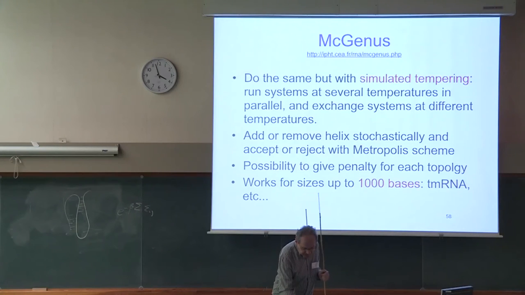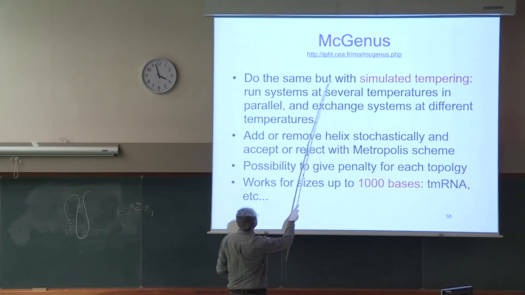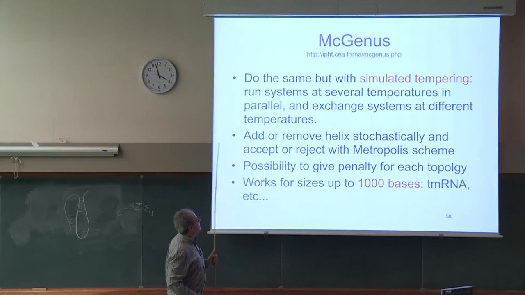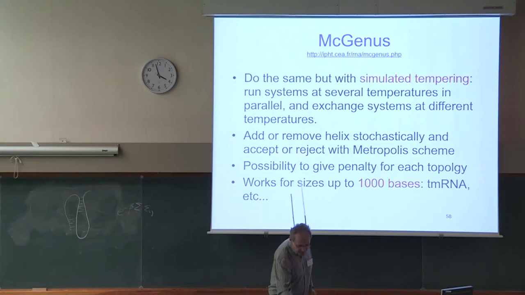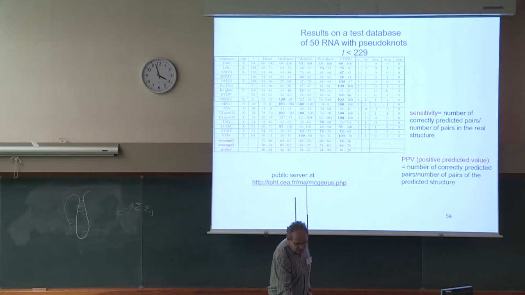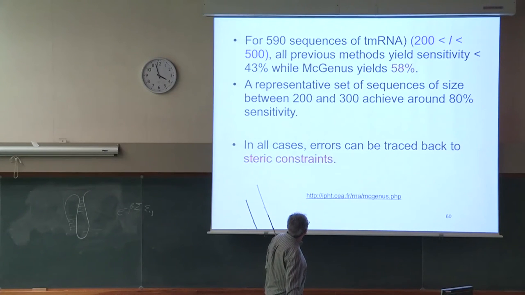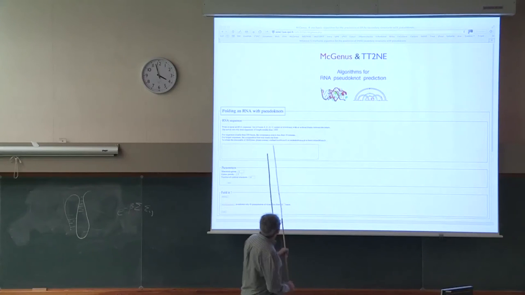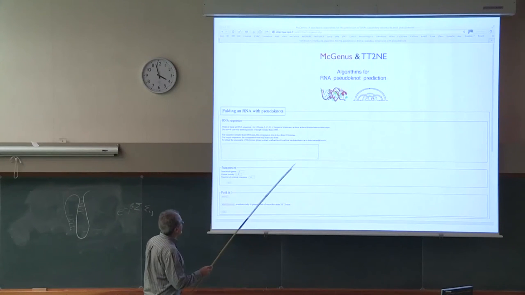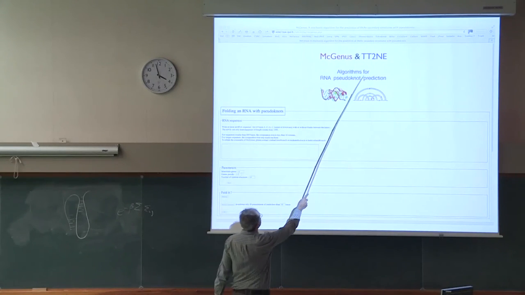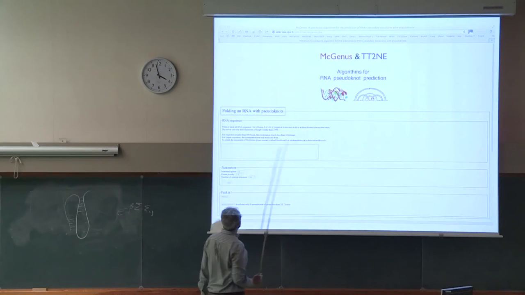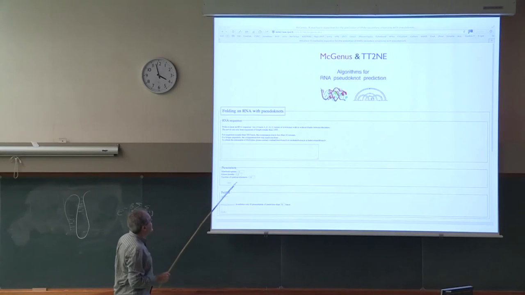So we have built a public web server. The program is called MacGenus. So the program is here. This is the way it looks. This one is for exact enumeration. This one is stochastic enumeration. So it's very easy to use.